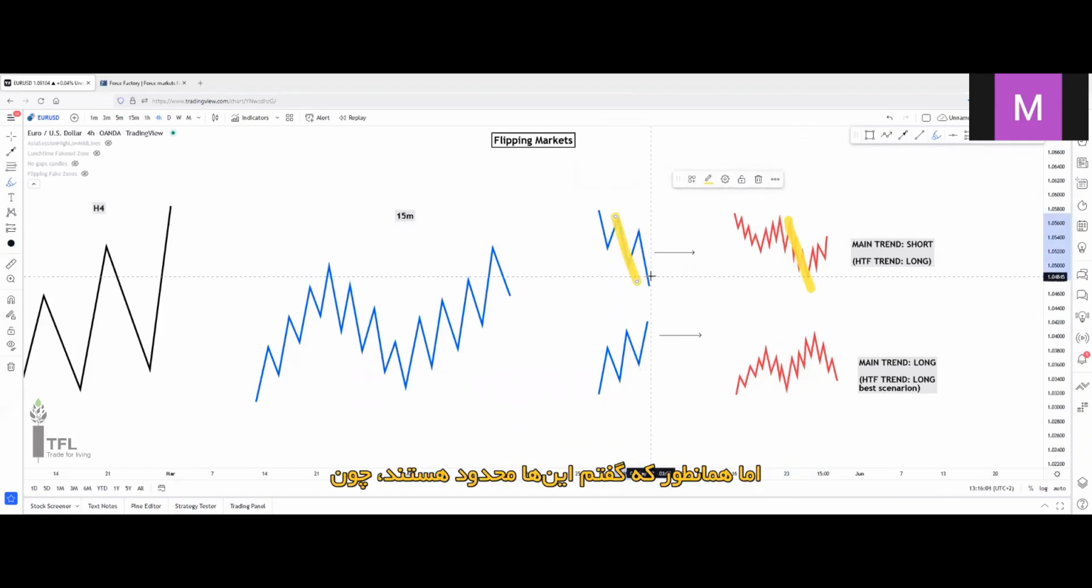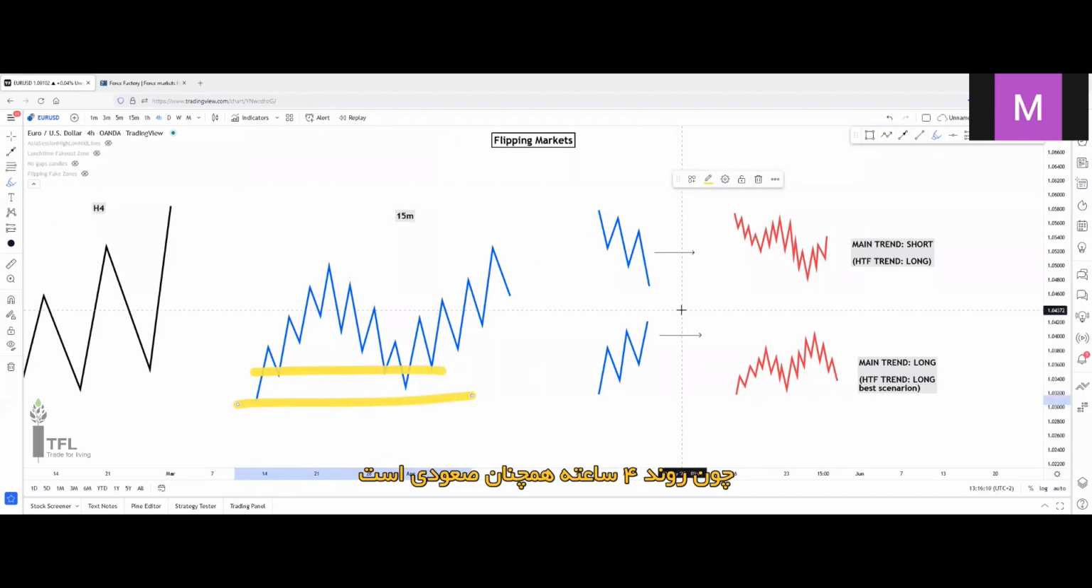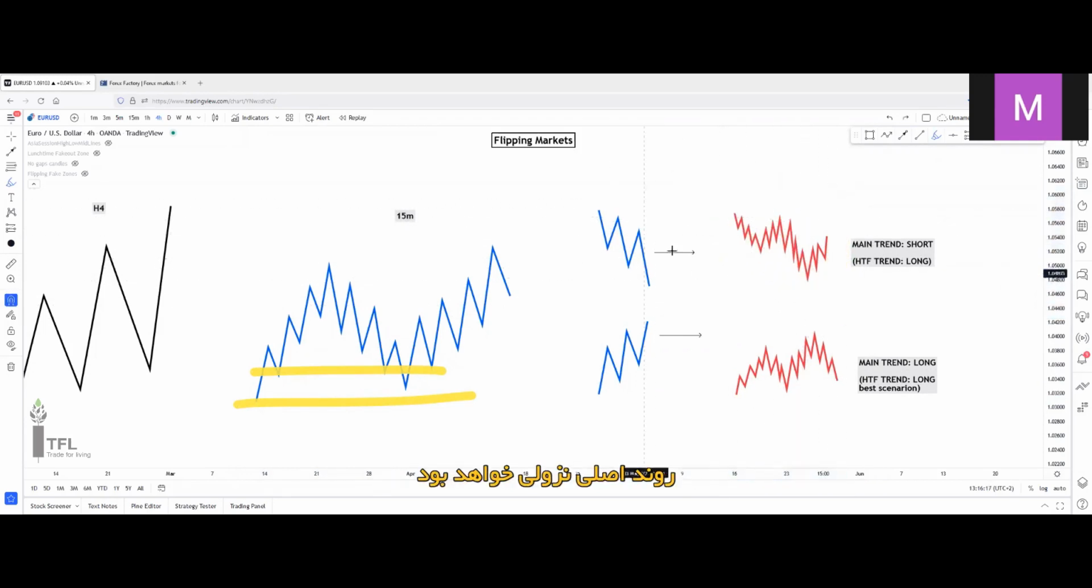But these are limited, as I said, because these movements on the 15-minute chart will tap into the 4-hour demand zone, because the 4-hour is still bullish. So these movements are limited. On the 1 minute chart, this will be the main trend. This will be the main trend.